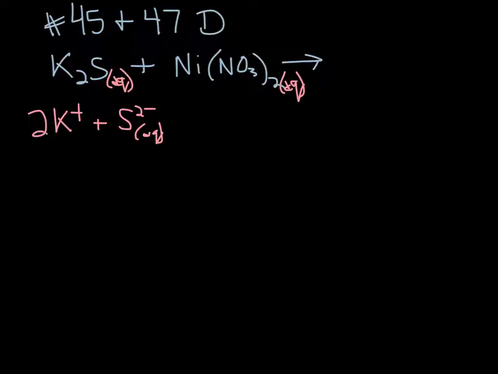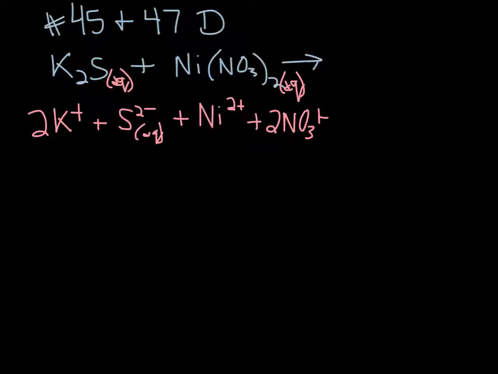Now I have 2 potassium, so I'm going to add that there. So I'm writing all the ions out, and I have 2 nitrogens. Oops. Sorry, I did not mean to write that. I have 2 nitrates.